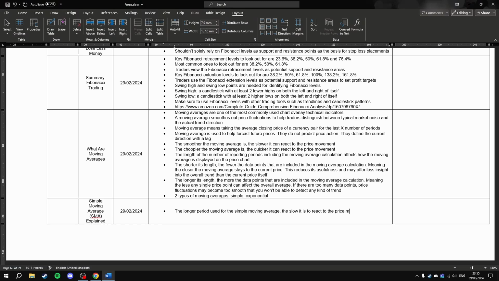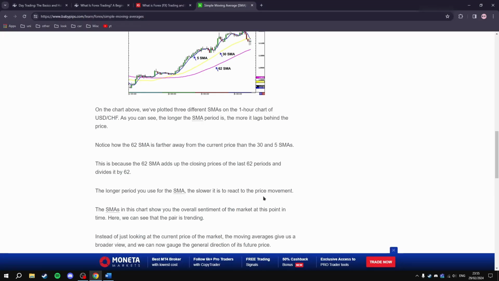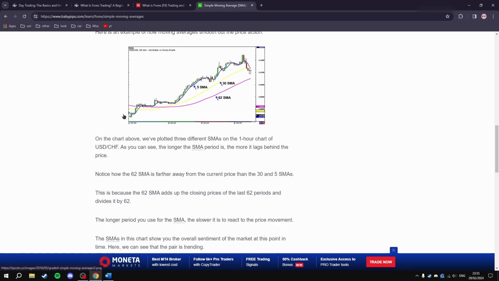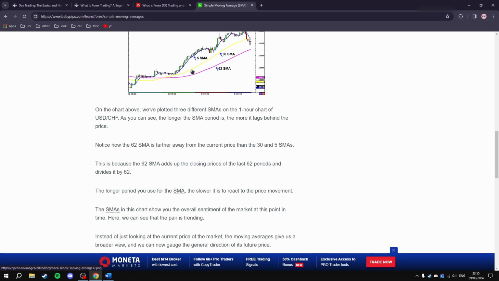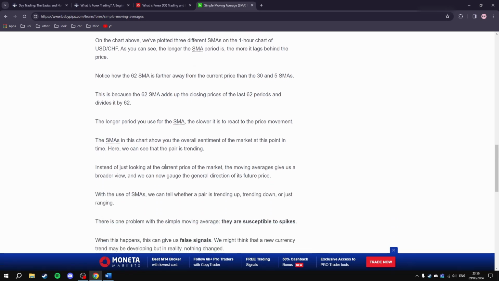The simple moving averages in this chart show you the overall sentiment of the market at this point in time. Here we can see that the pair is trending in an upward trend. Instead of just looking at the current price of the market, the moving averages give a broader view, and we can now gauge the general direction of its future price.